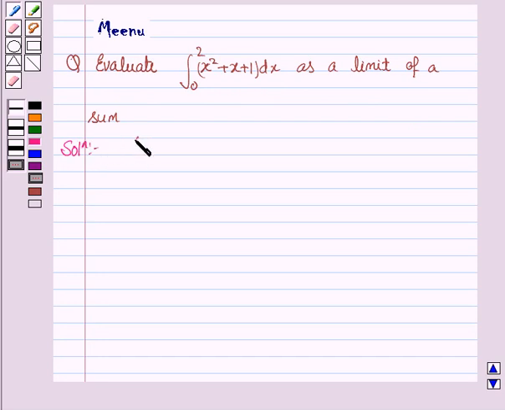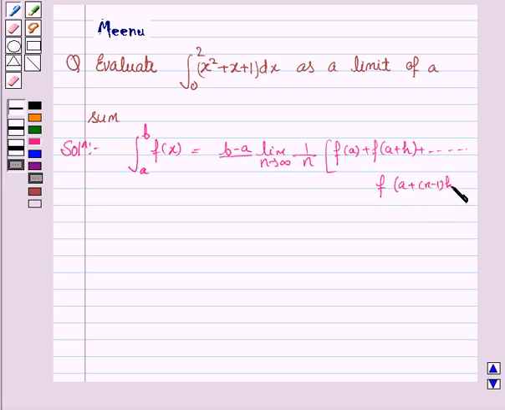Now to express any integral a to b of f(x) as limit of sum, we write this as (b minus a) times limit n approaching infinity of 1 upon n into f(a) plus f(a plus h) and so on up to f(a plus (n minus 1)h), where a is the lower limit, b is the upper limit, and h is (b minus a) upon n.